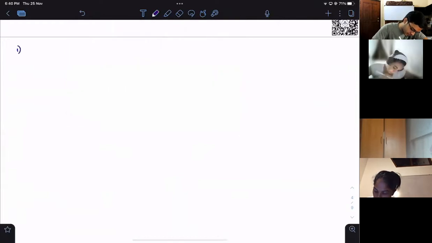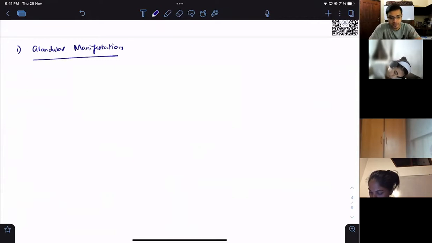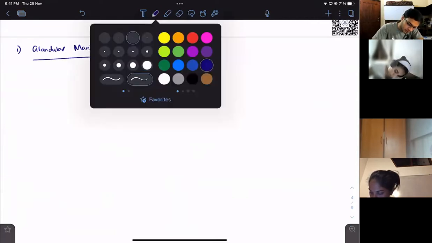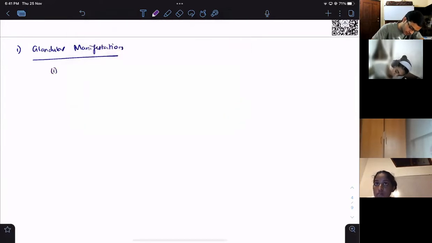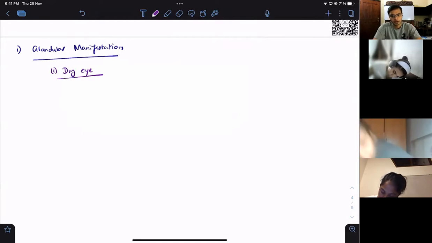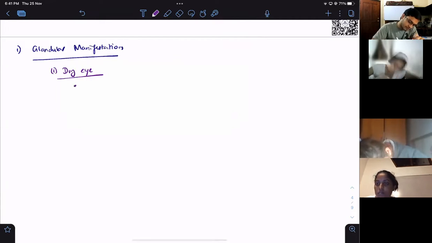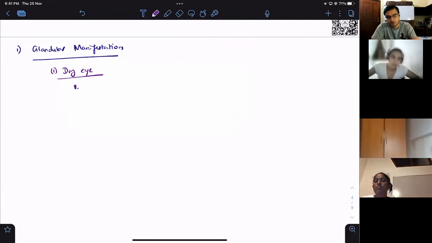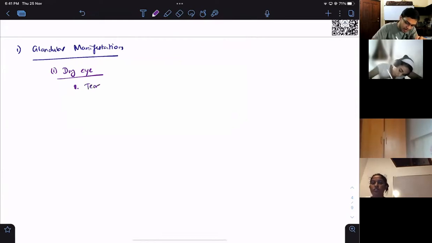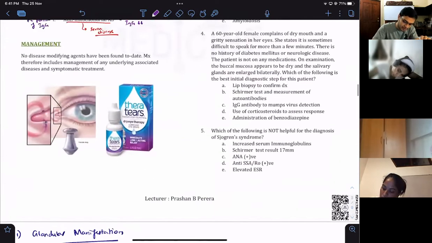First one, you all can write down management of glandular manifestations. For the glandular manifestations, what can we do? Basically, we are talking about the dry eye and the dry mouth. Look at dry eye first. What can we do here, guys? One of the first line options that we use for dry eye is artificial tear replacements. These are just drops.